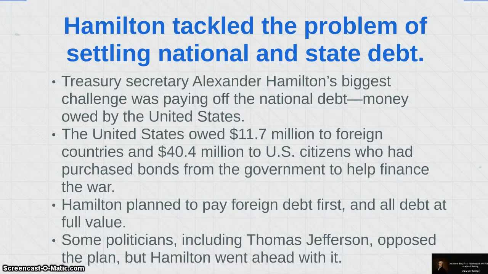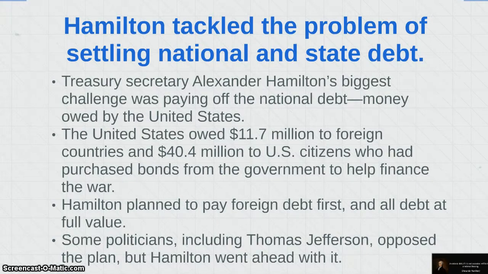Hamilton's plan was to pay the foreign debt first, and over time pay the full value of the debt. One of the things about debt is that it's not bad for a country to necessarily have debt as long as you pay it off. And actually, if a country does assume debt and then pays it off in a timely manner, it helps build up your credit score, and that can lead to more loans in the future from other countries. Just like an individual with a good credit score is more likely to get a home or a car, if our nation has a good credit score, more nations are more likely to loan us money, which is a good thing.